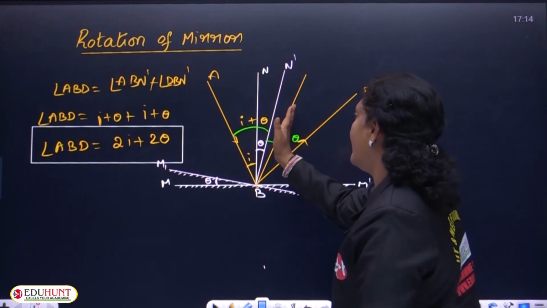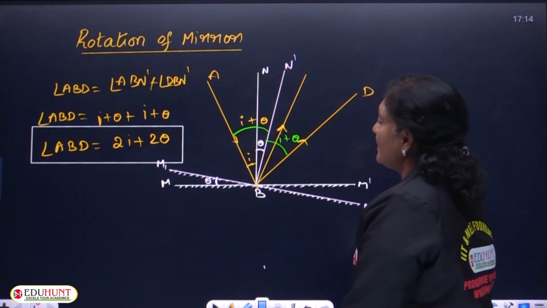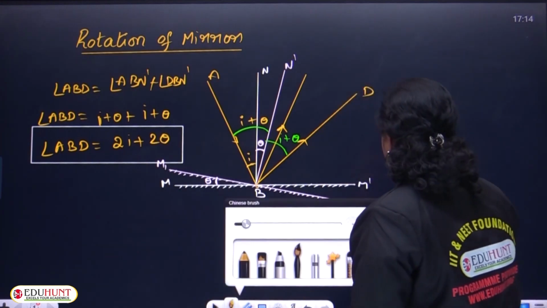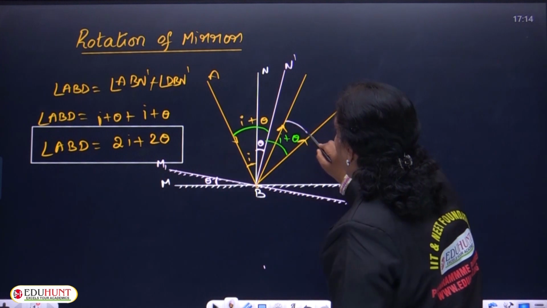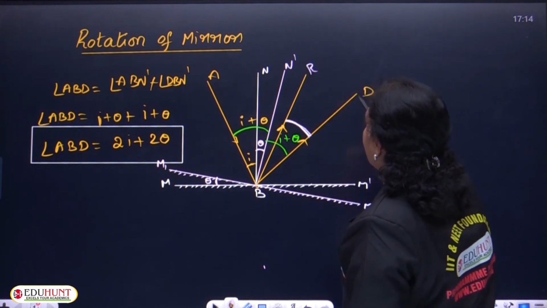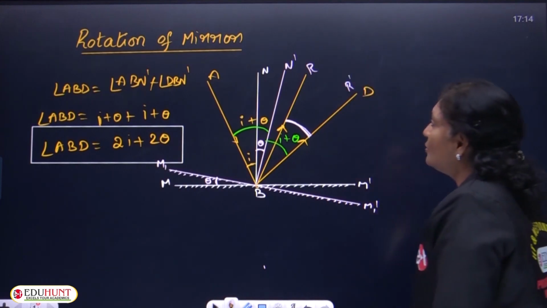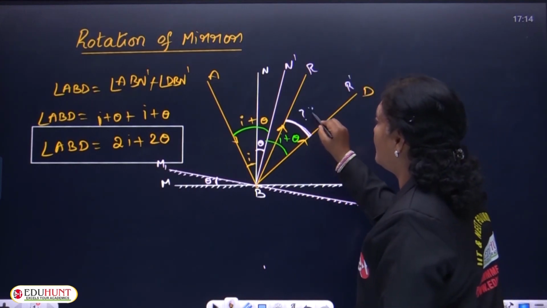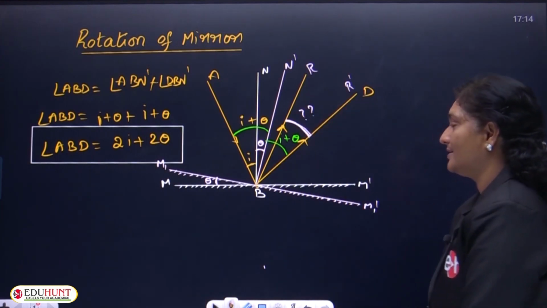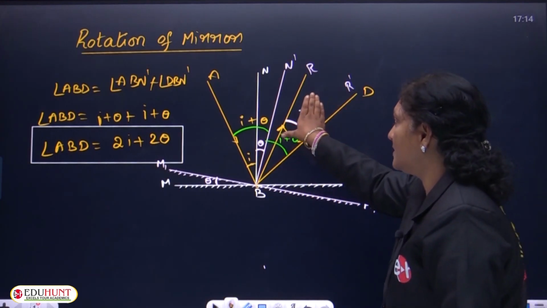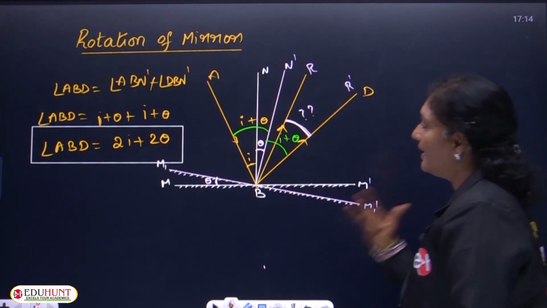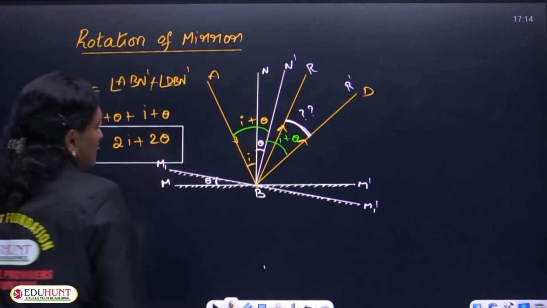In order to find out how much the reflected ray is being deviated, we need to find out this particular complete angle. This is the total. This was the initial reflected ray and this is the position of the new reflected ray. So, we want to find out this angle, how much the reflected ray is being deviated. Let us go through this carefully.